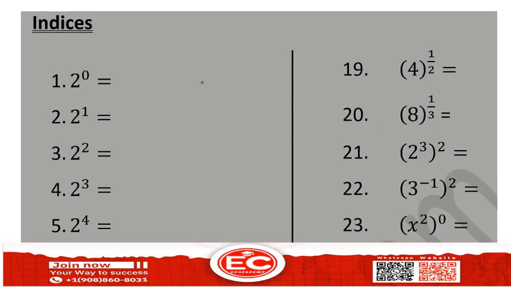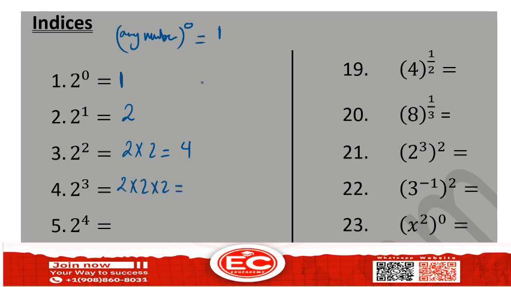Two to the power of 0, and any number to the power of 0, is equal to 1. 2 to the power of 1 is 2. 2 to the power of 2 is 2 times 2, which is equal to 4. 2 to the power of 3: the common mistake is that students think it's 2 by 3. No, it's 2 times itself 3 times.